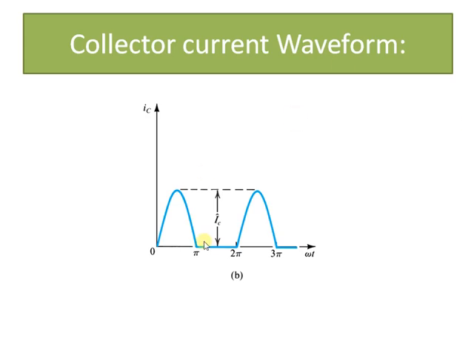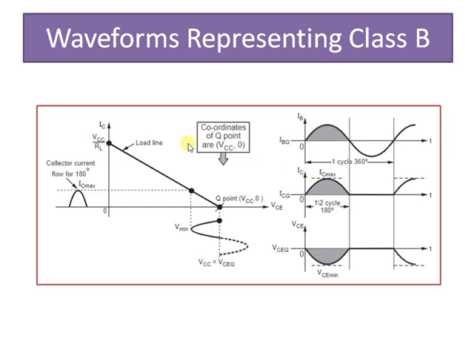So as you can see, this is the collector current waveform which is plotted, and the output current, that is the collector current, conducts only for 1/2 of the cycle, where IC cap corresponds to the peak value of the collector current. So 1/2 corresponds to the conduction angle of 180 degree. To better understand, let us look into the waveforms representing the class B.